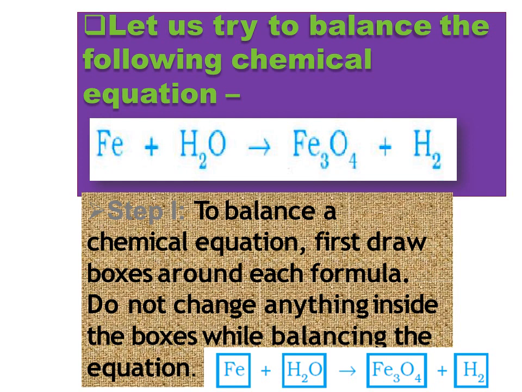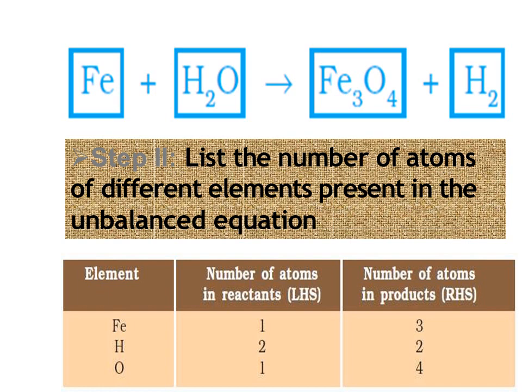You can see. In the next step, we have to list the number of atoms of different elements present in the unbalanced chemical equation. As you can see in the table, the first column is for the element, as the three elements Fe, hydrogen and oxygen are presented here. In the second column, the number of atoms in the reactants, on the left hand side, one Fe is there, two hydrogens are there, one oxygen is there. In the third column, the number of atoms in the products, that is on the right hand side, 3 Fe are there, 2 hydrogens and 4 oxygens are there.